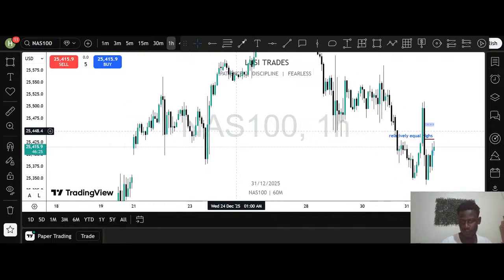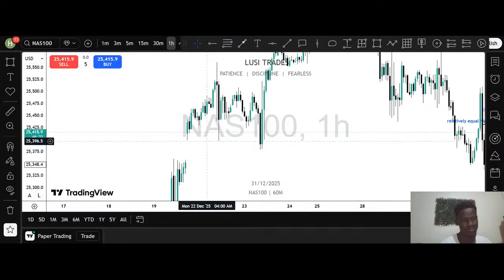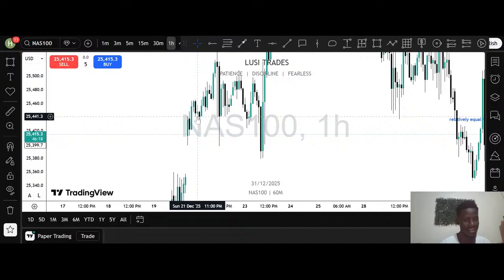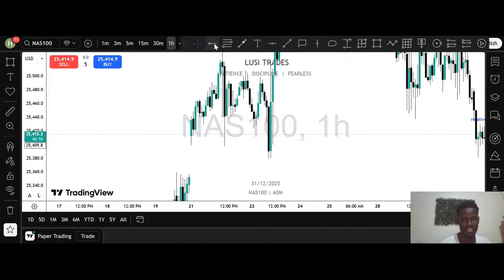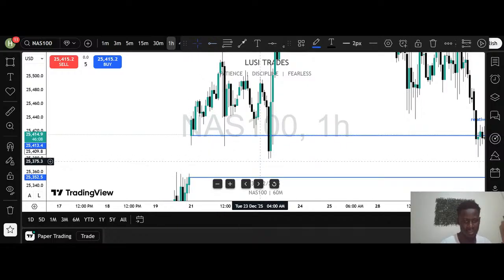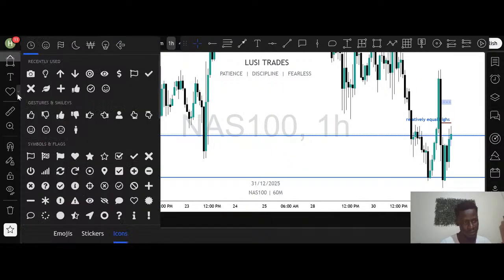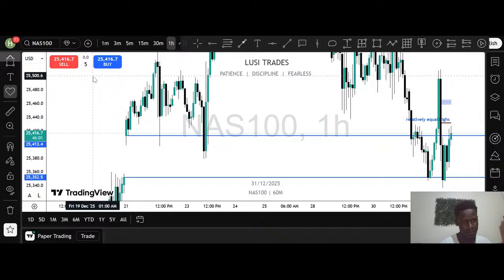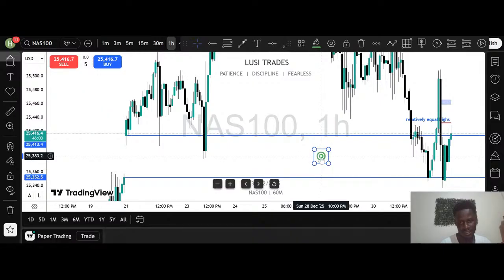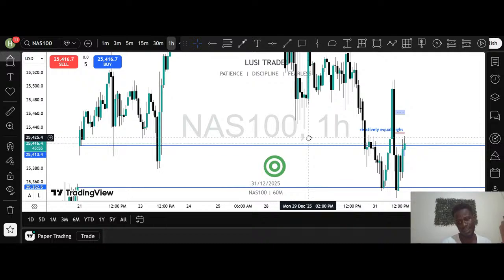From Monday, we've been eyeing this new week opening. Basically I've been bearish from Monday. This is where I've been eyeing. For all of this week, I wanted to see price tap into this level.